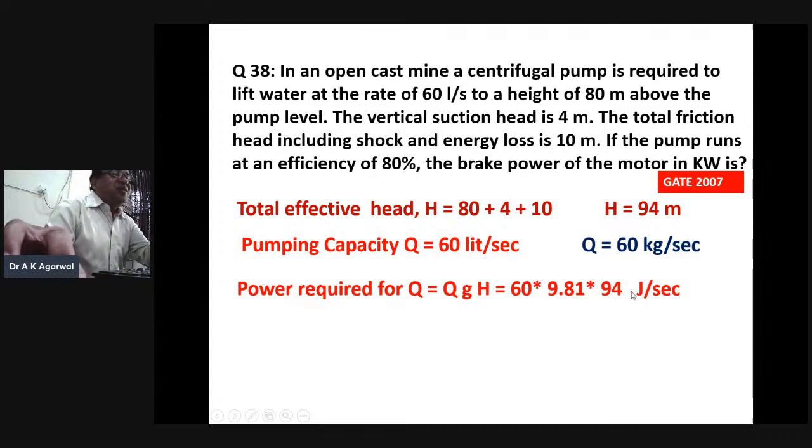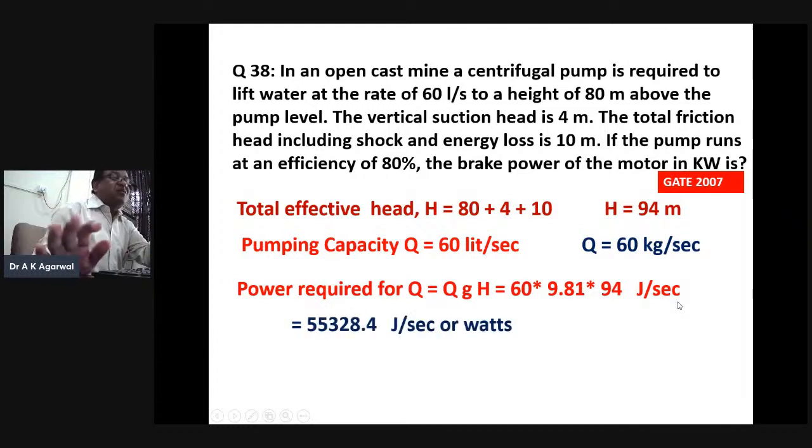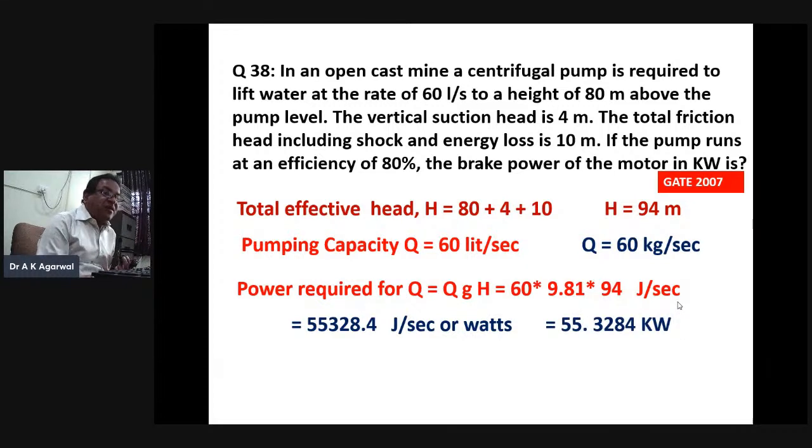This is Newton meter per second, or joule per second. This is equal to 55328.4 joule per second, or watts. Divide by 1000, you will get kilowatts: 55.328 kilowatts.